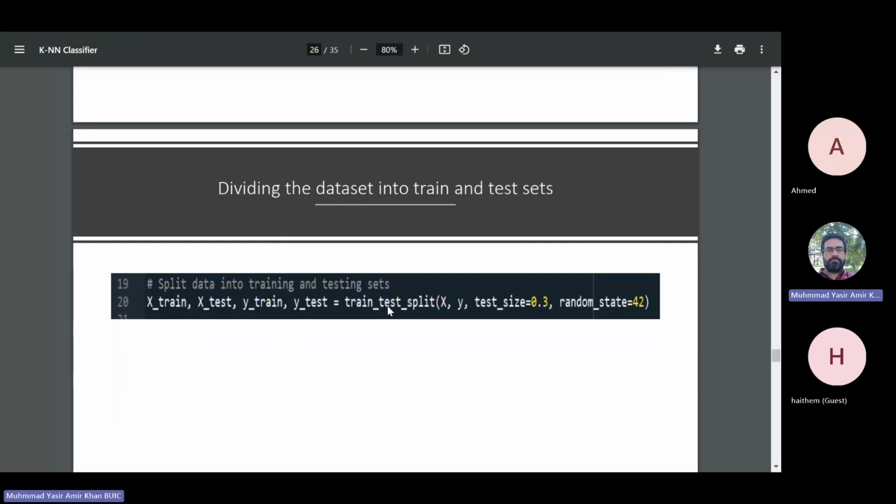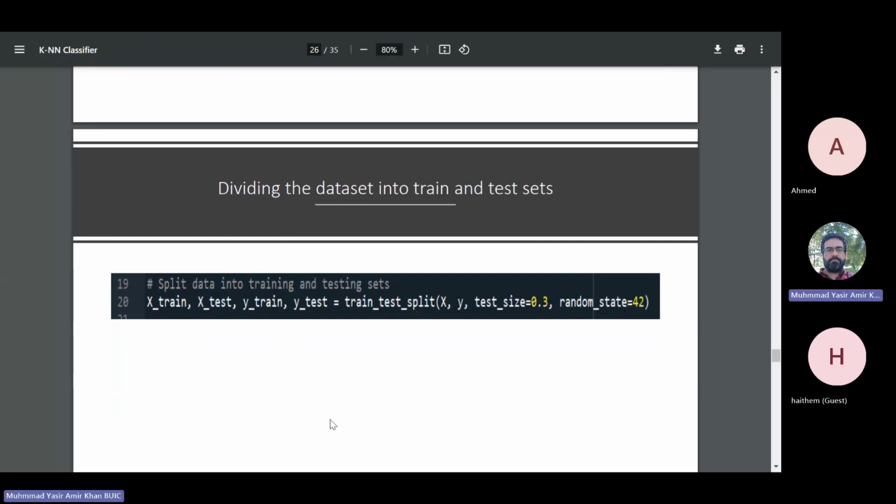in our previous case. So we use train_test_split with x, y, and test size equal to 0.3. This means that 30% of the data is used for testing and 70% for training. It's a pretty normal way of doing it. And then we set the random state to 42. We can set it to 0 maybe. It's just a number, so that each time we run the program, it starts from the same initial state.